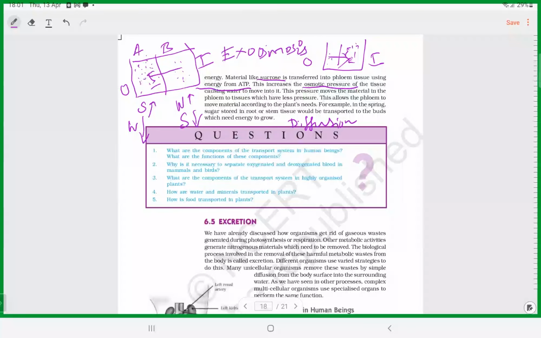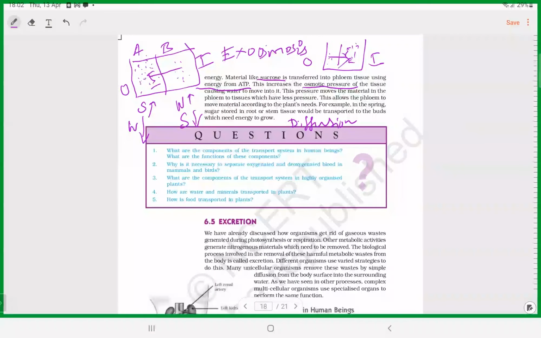Simple diffusion. The cell membrane is impermeable to charged substances. Ions cannot move through the cell membrane, so they diffuse through what? Ion channels. Sodium is an ion; it enters the cell by the sodium channel. Potassium is an ion that is high inside the cell; it exits the cell by the potassium channel. So movement of substances in and out of the cell occurs through simple diffusion or facilitated diffusion. Can you understand?